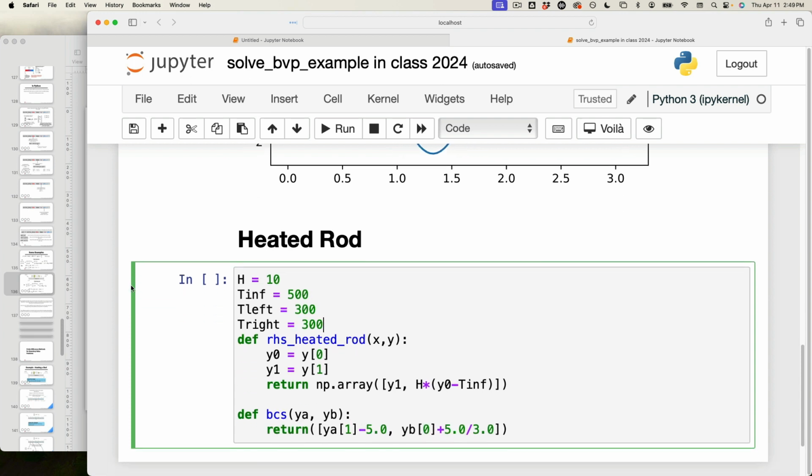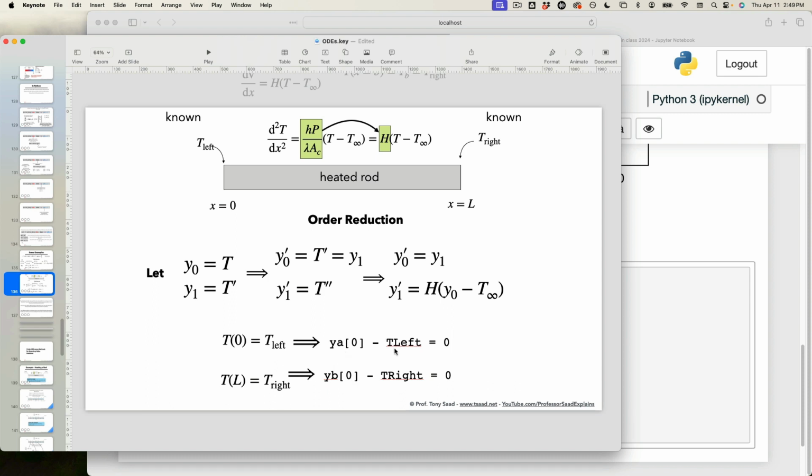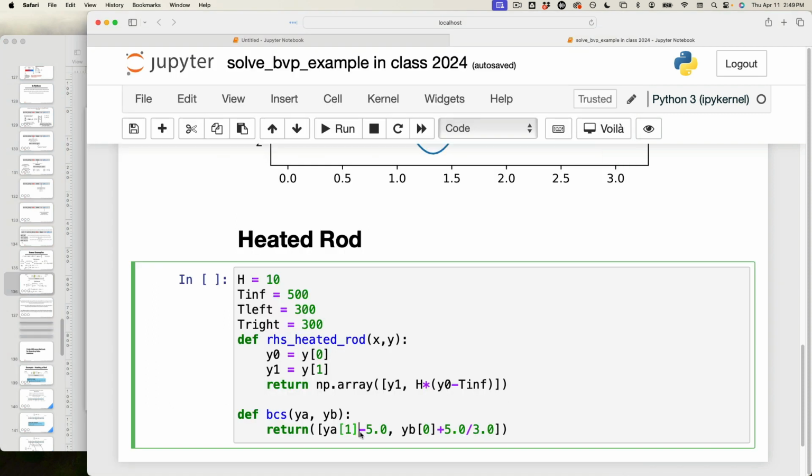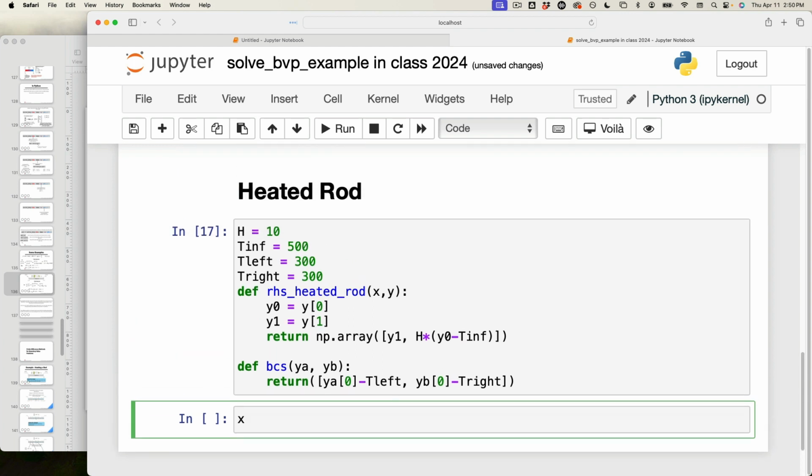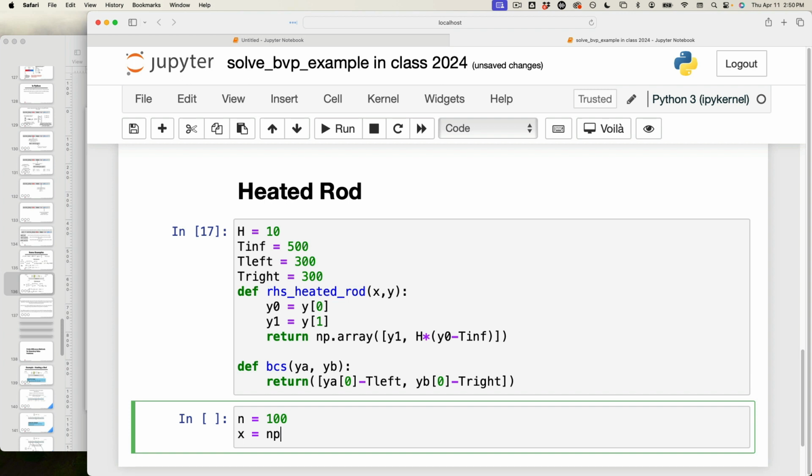So for the boundary conditions, I have YA0 minus T left is 0, and YB0 minus T right is 0. Couldn't be easier. So YA0 minus T left, and YB0 minus T right. Great. Now let's define our domain. I'm going to put 100 points. X is np.linspace. Let's go from 0 to 1, the length of the rod, with n points.